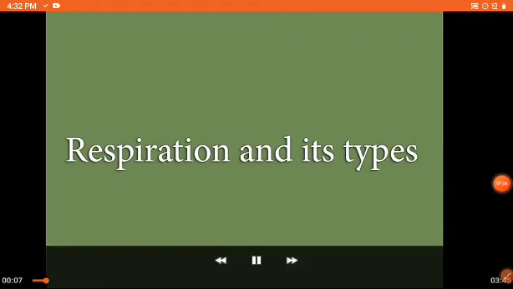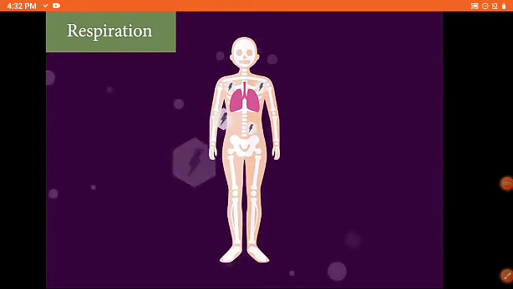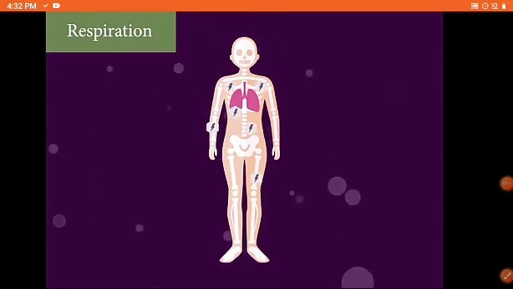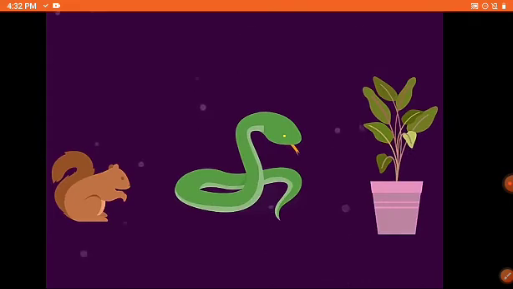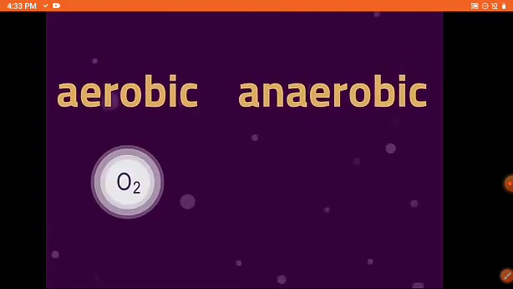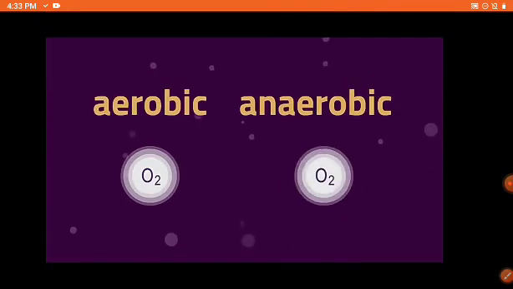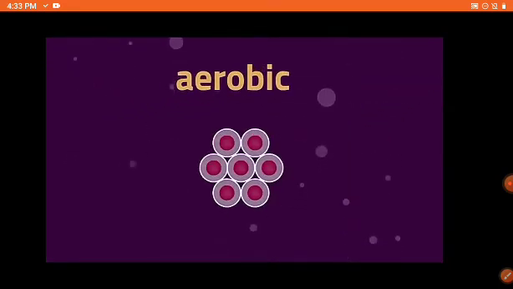Respiration and its types. Respiration is a chemical process that supplies the body with energy to perform life processes. It happens in all living cells, not just animal cells but also plant cells. There are two types of respiration, aerobic and anaerobic. Aerobic means with air, so it needs oxygen, whereas anaerobic respiration doesn't need oxygen. Let's start by looking at aerobic respiration.